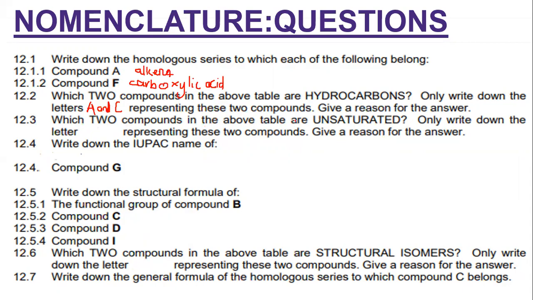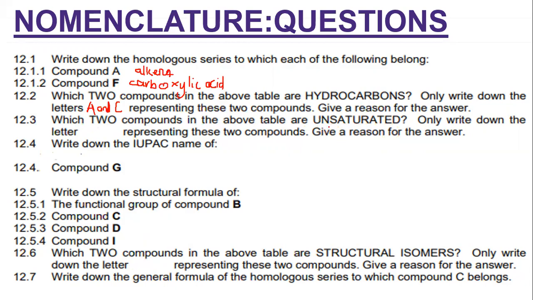Two compounds in the above table that are unsaturated and give a reason for your answer. So it means our reasoning for our answer would be definition of unsaturated. Okay. So it would be the definition of unsaturated. Okay. So on unsaturated, we know there is a double, okay, or triple bond. There is a double or triple bond, okay, covalently bonded between the carbon and carbon atoms, okay? So double or triple bond between the carbon and carbon atoms, we know that it would be unsaturated, okay?